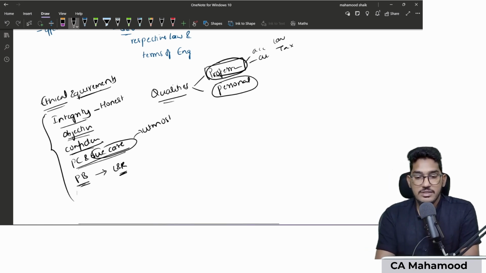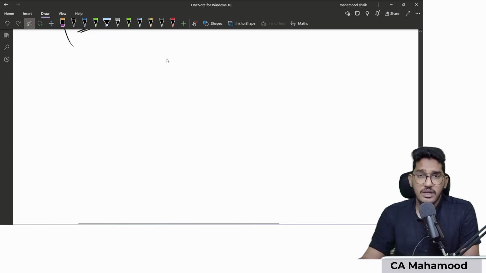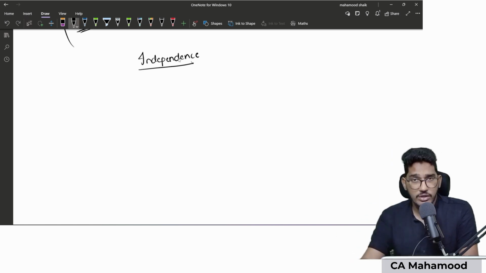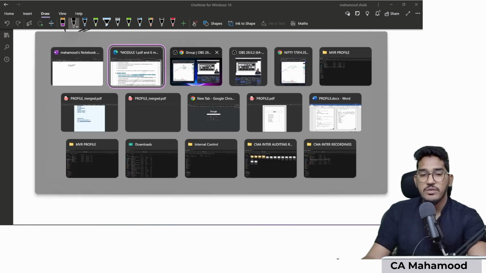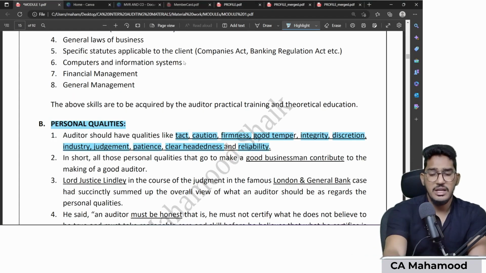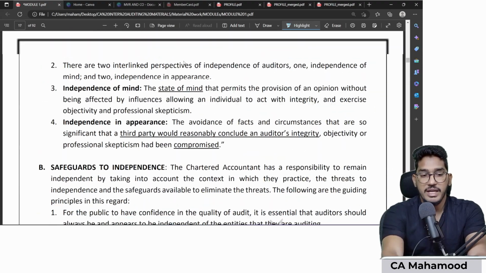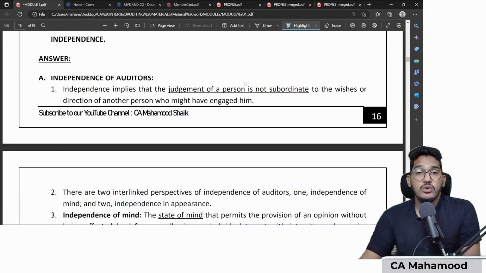Now we will try to understand a few more concepts relating to independence. Independence is something which I explained when I was revising the definition of audit. I told you audit is an independent examination. So what is the meaning of the term independence? As I've already explained, the term independence means the auditor should be able to take decisions without any influence from others. That's how the term independence has been defined.